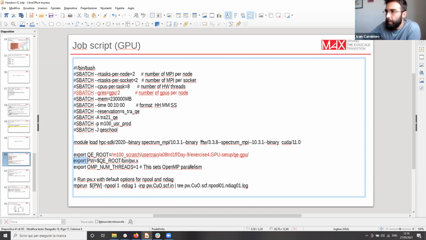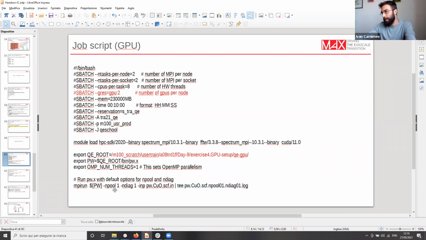Again, we have the Quantum Espresso executable here. If you have your own compiled version of QE, you can put your path here. Otherwise, you can just leave it untouched because it will point to this folder where we compiled the version yesterday, so you can use it. And here we have again the OpenMP setting. In this case, we have 1 thread. And here the MPI run with the usual command: 1 pool, 1 diag, and let's go.